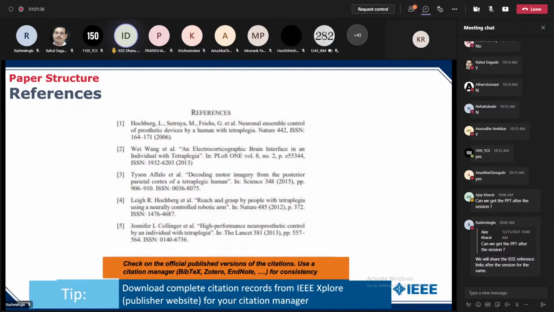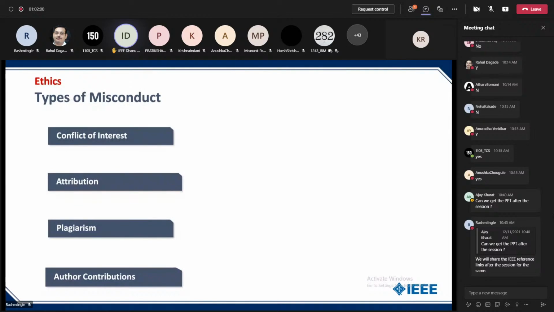Interest, attribution, plagiarism, author contribution, conflict of interest. If the author is again part of the editorial team, there may be some kind of an advantage. Okay?